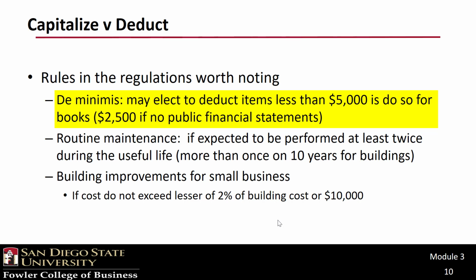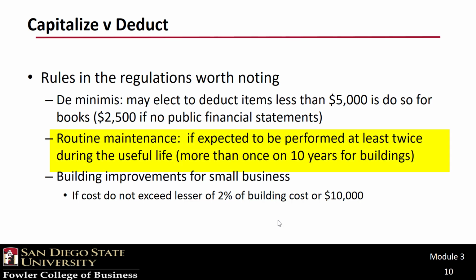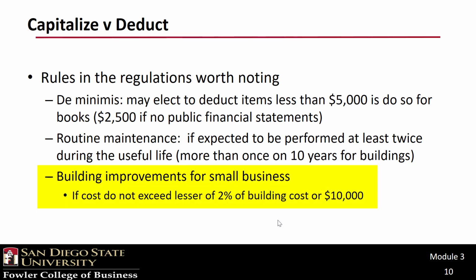But there's no reason to cry for privately held companies. They can do the same thing, but up to $2,500. The taxpayer must have a policy in place at the start of the year. A second regulation worth noting is that maintenance is considered routine and may be deducted if the maintenance would be expected to be performed 2 times or more during the asset's useful life. If that's a building, then more than once in 10 years. Lastly, certain small building improvements can also be deducted.